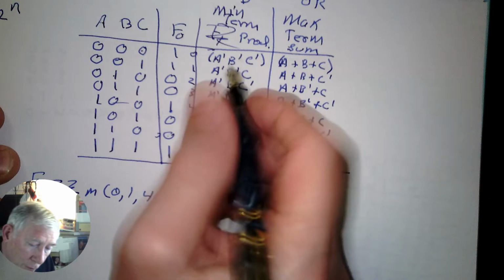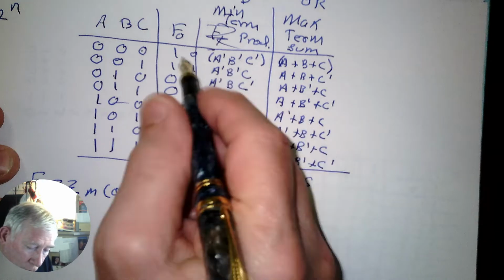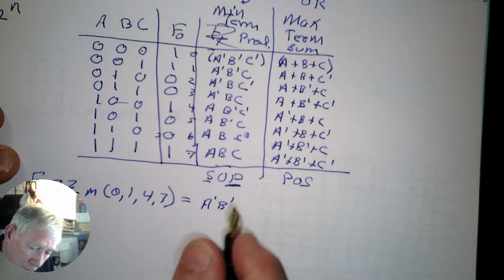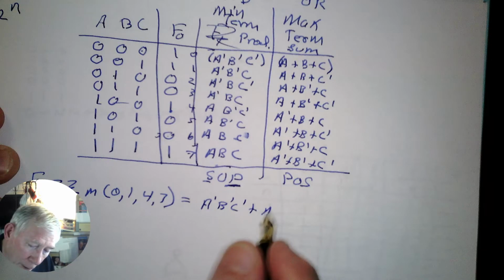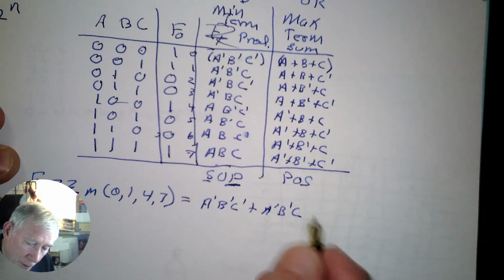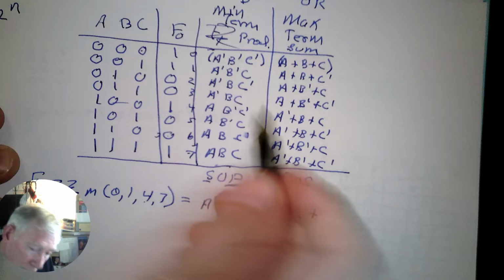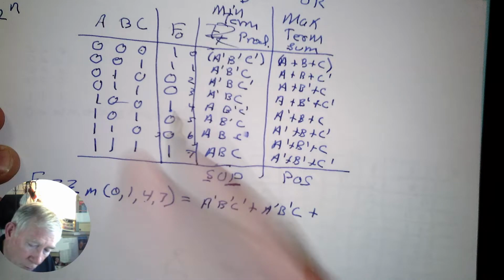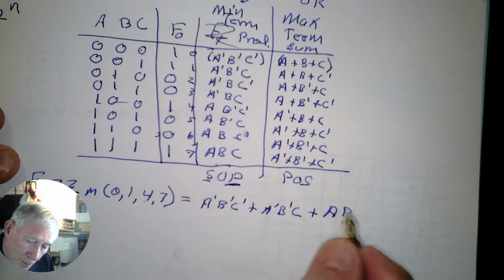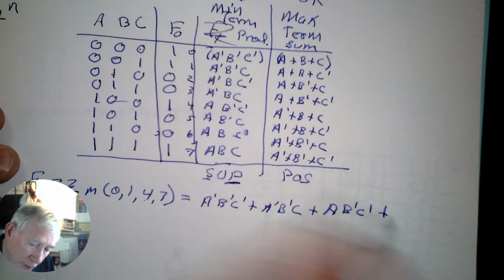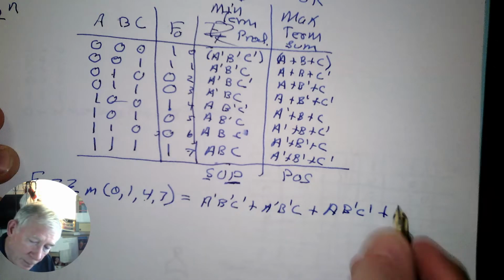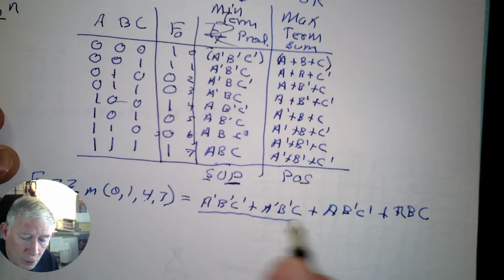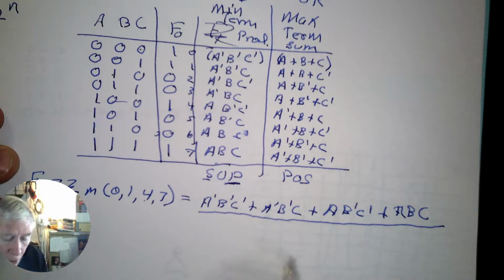So we're going to take the first 2 min terms, 0 and 1. So it's going to be A prime B prime C prime, plus A prime B prime C, plus, then we're going to take min term 4. So that's down here, A B prime C prime, because it's also a 1. And finally, we're going to take min term 7, ABC. Now this is our min term expression, unsimplified, for F.